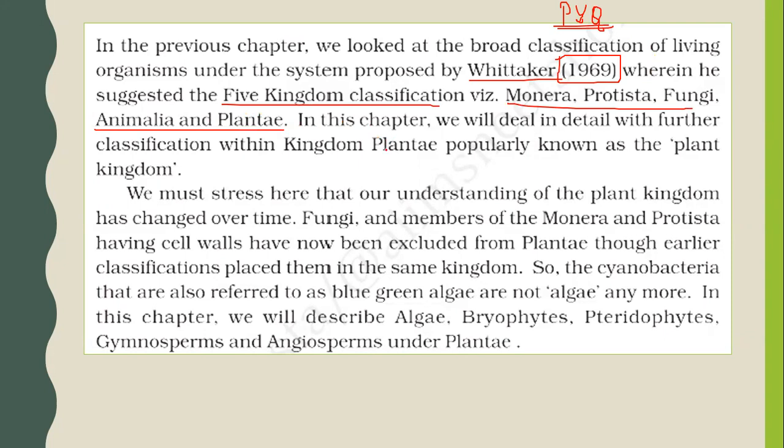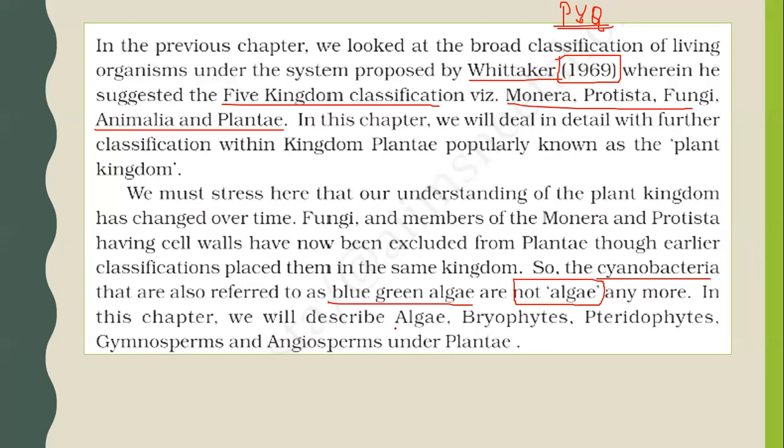In this chapter, we will deal in detail with a further classification within the kingdom Plantae, popularly known as the plant kingdom. We must stress here that our understanding of the plant kingdom has changed over time. Fungi and members of Monera and Protista having cell walls have now been excluded from the Plantae, though earlier classification placed them in the plant kingdom. So the cyanobacteria, very important statement. When you see the term bacteria, you will understand that this is a bacterium or a moneran. But if they give you the other term, that is cyanobacteria, or they are referred to as BGA or blue-green algae, they are not algae anymore. They are coming under kingdom Monera.